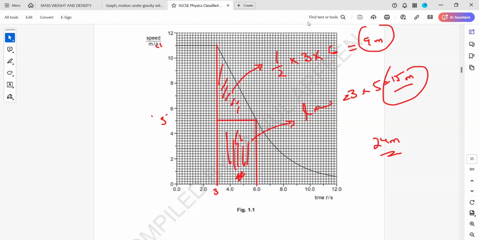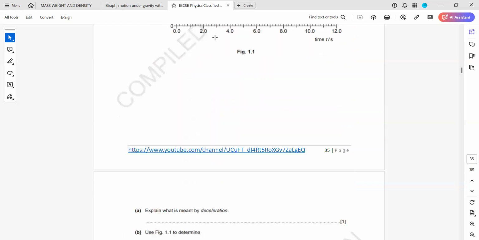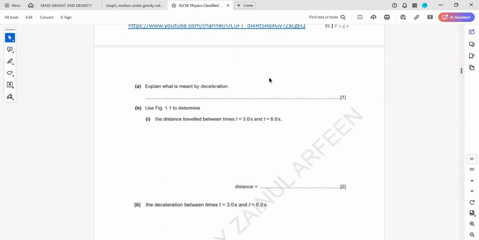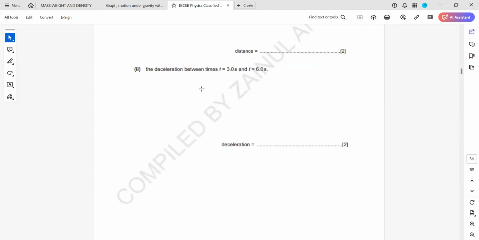For students who joined this week, you may not be able to understand this part, but we will discuss it, inshallah, in the Thursday session.